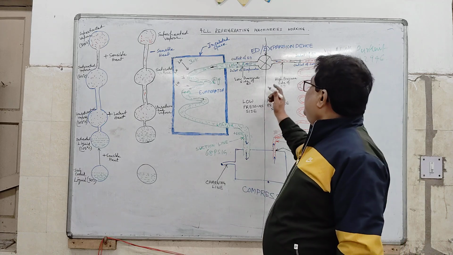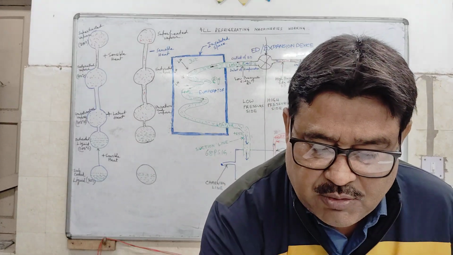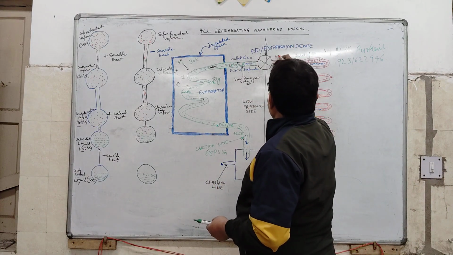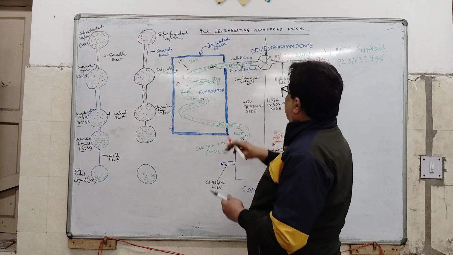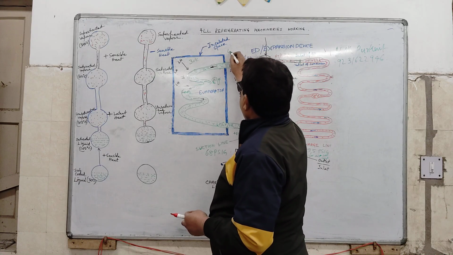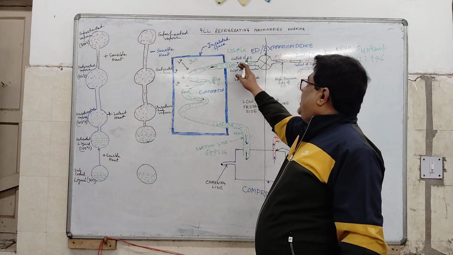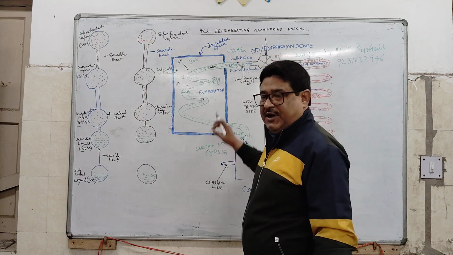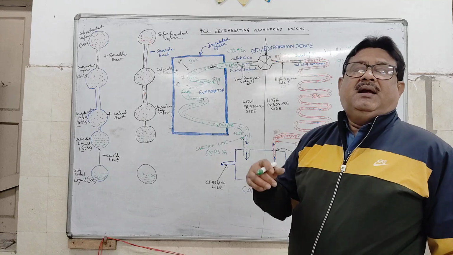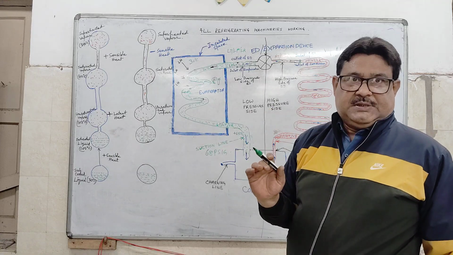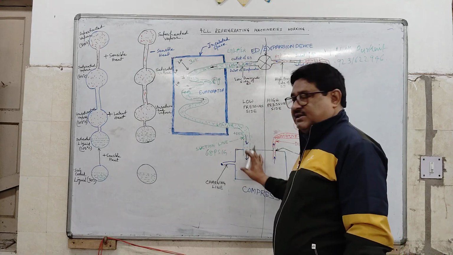Whenever high temperature, high pressure liquid refrigerant passes to the expansion device, it becomes low temperature, low pressure liquid refrigerant. This low temperature, low pressure liquid refrigerant enters the evaporator, where a comparatively low pressure, maybe above atmospheric pressure or below atmospheric pressure, but comparatively lower than the discharge pressure, is created by the help of the compressor through the suction line.